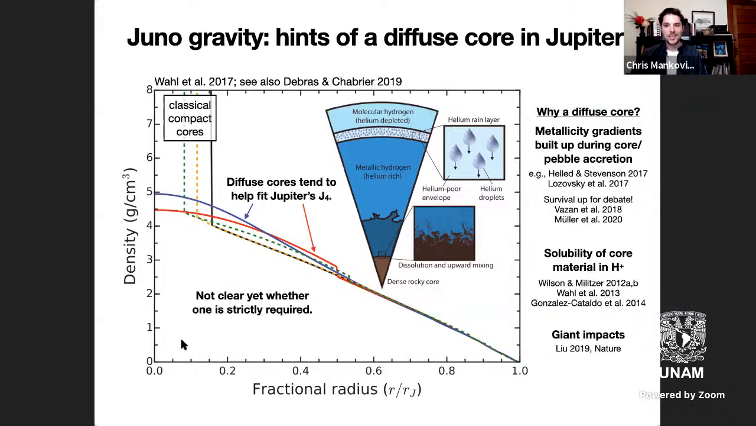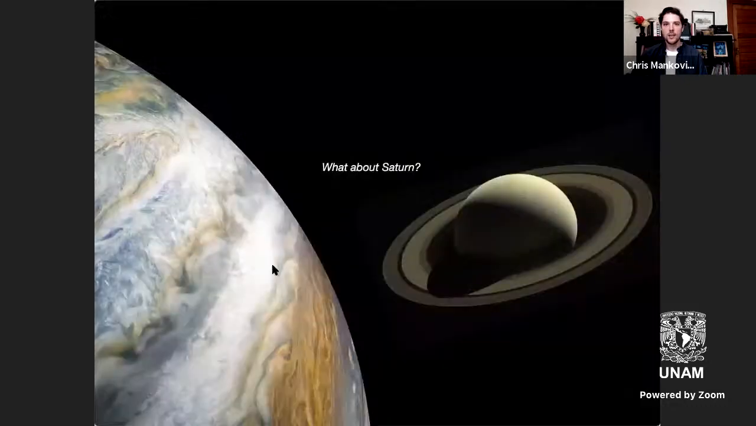And so as a result, if you use different equation of state assumptions in building your model, you might get different answers. I think it's too soon to say definitively whether this diffuse core is necessary in Jupiter. But more gravity data may help to answer that question. And the Juno mission is ongoing, so stay tuned.